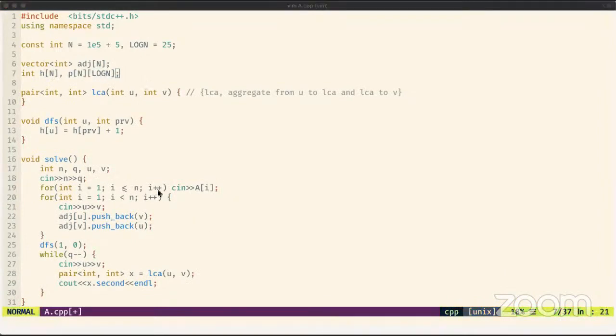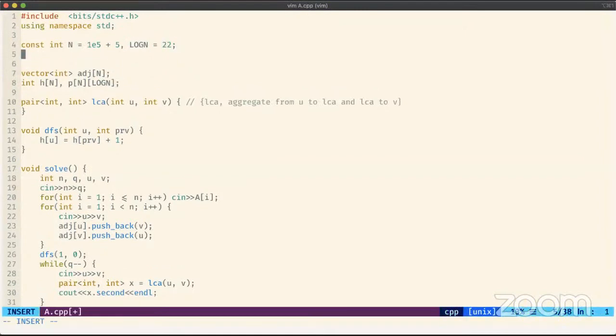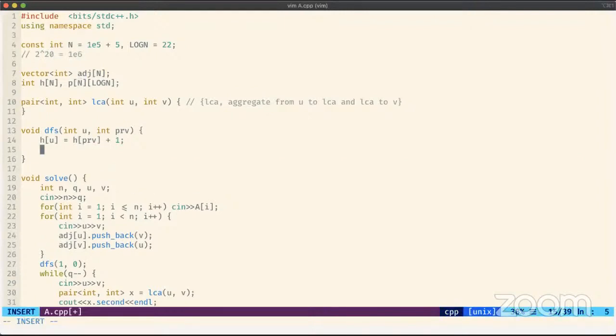Also see n was 10 to the power 5. Now for 10 to the power 5, what log n should you use? Anything over 2 to the power 20 sounds good, right? I mean, 2 to the power 20 is around 1e6, so anything above that sounds good.